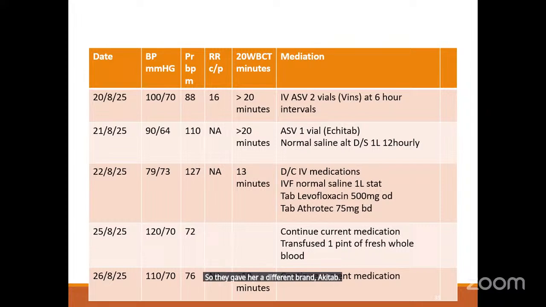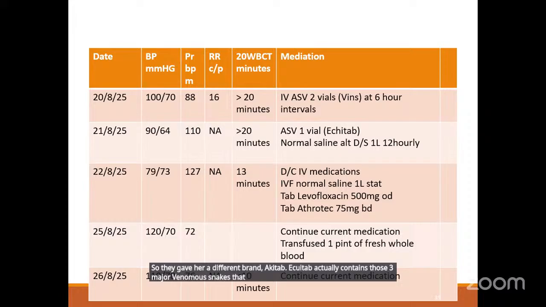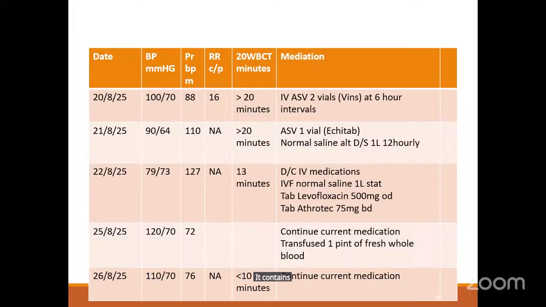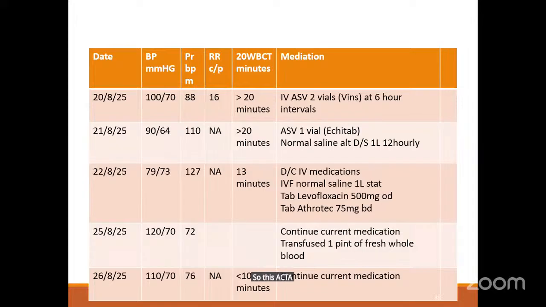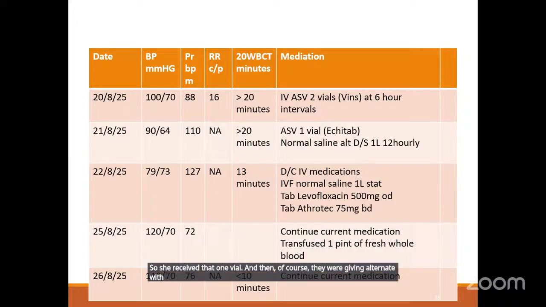Equitab actually contains anti-snake venom to those 3 major venomous snakes that are seen in Nigeria. That's the carpet viper, the puff adder, and the cobra. So this Equitab contains the anti-snake venom to venom from these 3 different types of venomous snakes. So she received that 1 vial, and then of course they were still giving her normal saline alternate with dextrose saline 1 liter 12 hourly.